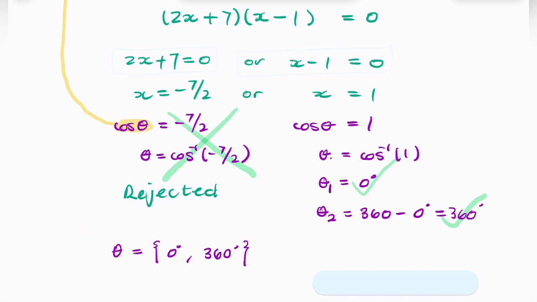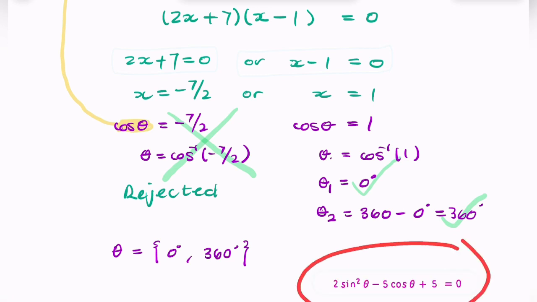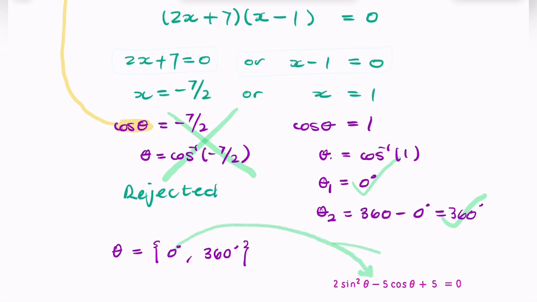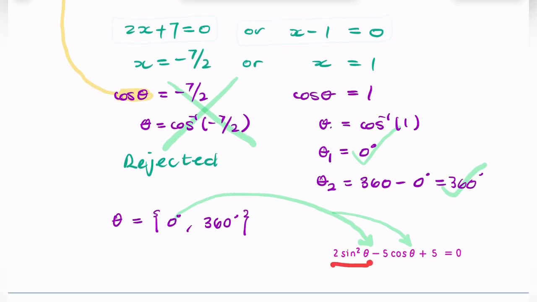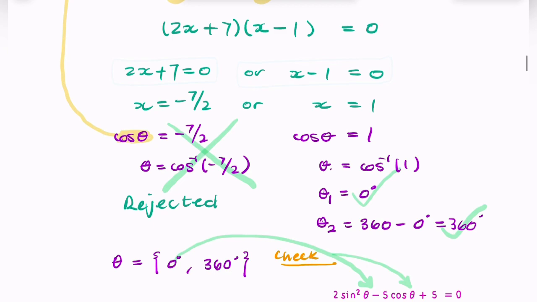And you can always check. So if you go back to the original question, you can check by taking each of these values of theta and replacing it in the original expression. So sine 0 is 0, cosine 0 is 1, negative 5 plus 5 is 0. And the same for 360. You can replace 360 and you can check. Okay, so that's the final answer.